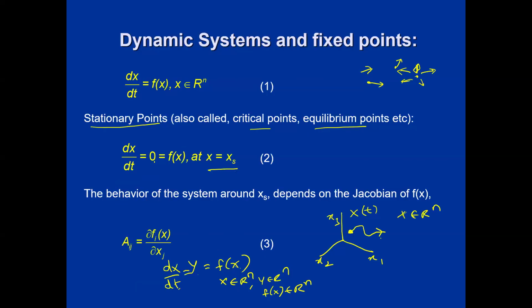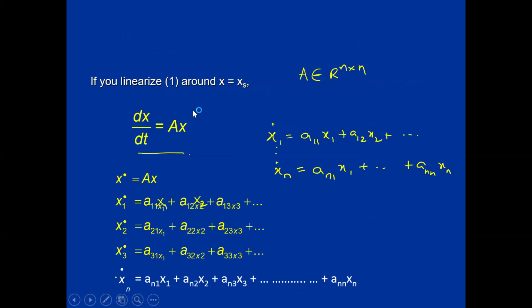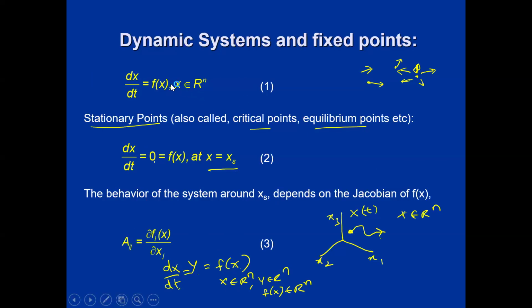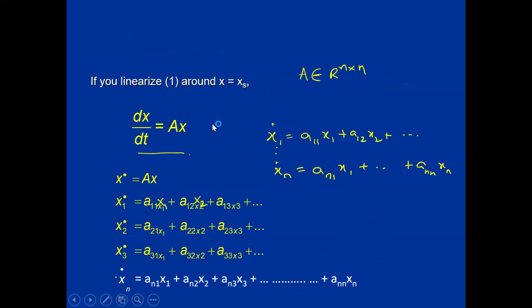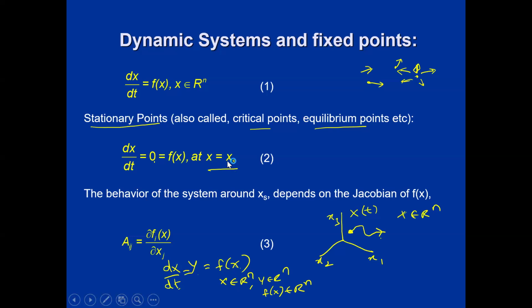So now what you do is linearize this function around xs. I'll explain that in detail later when we get to the phase plane. But just bear with me that if you linearize this f of x around the point xs, then you can convert this nonlinear equation into a linear equation like this: dx/dt is equal to Ax. Just as a nonlinear function can be approximated by a straight line in a small neighborhood, using the first derivative, similarly you can approximate this f of x by a linear transformation around the neighborhood of this stationary point xs.